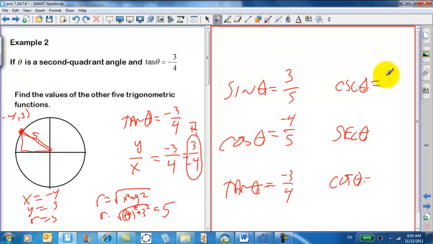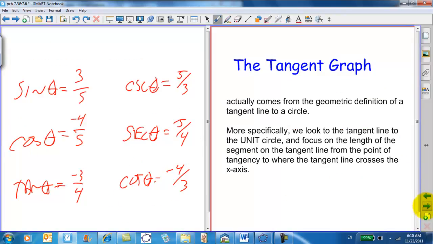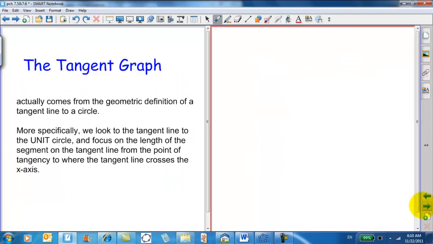And then we can flip all these. So the cosecant is 5/3. The secant is negative 5/4. The cotangent is negative 4/3. There we go. Now we're ready to look at the tangent graph. And for this, let's take a look at something that I've generated on GeoGebra.